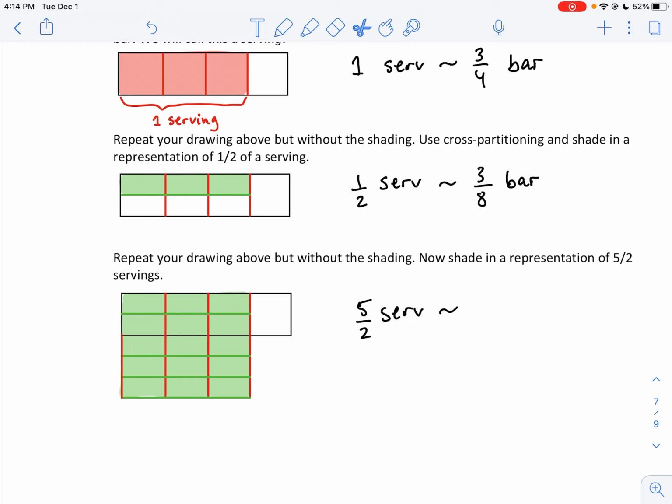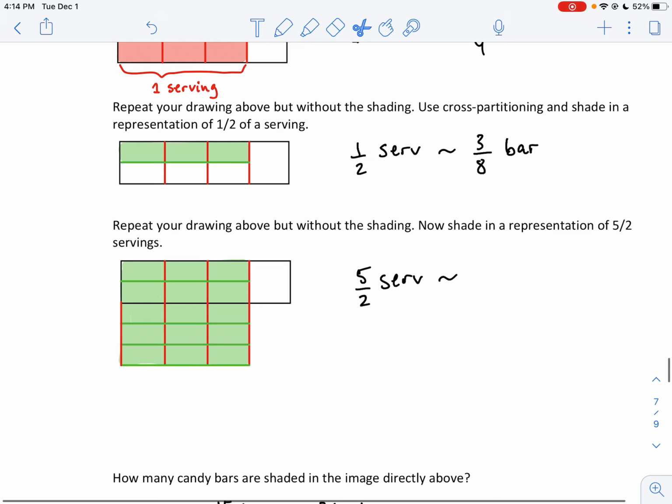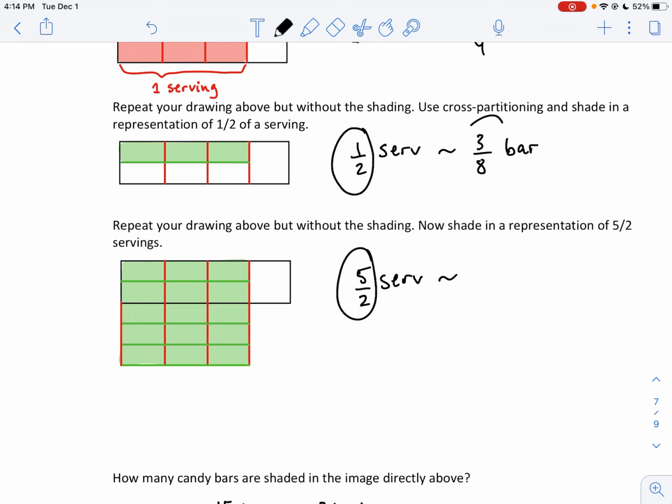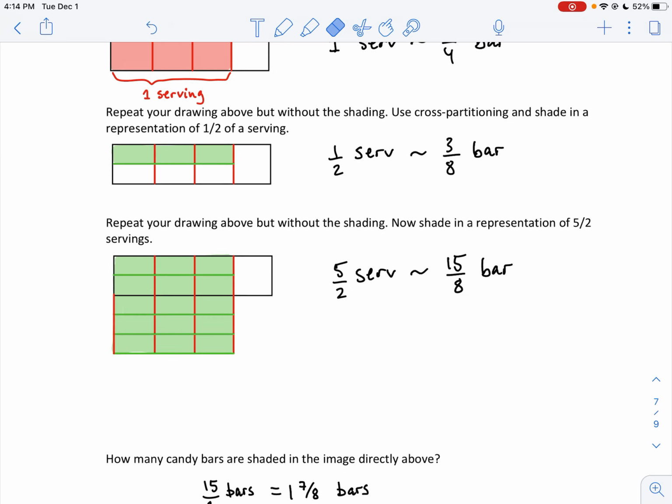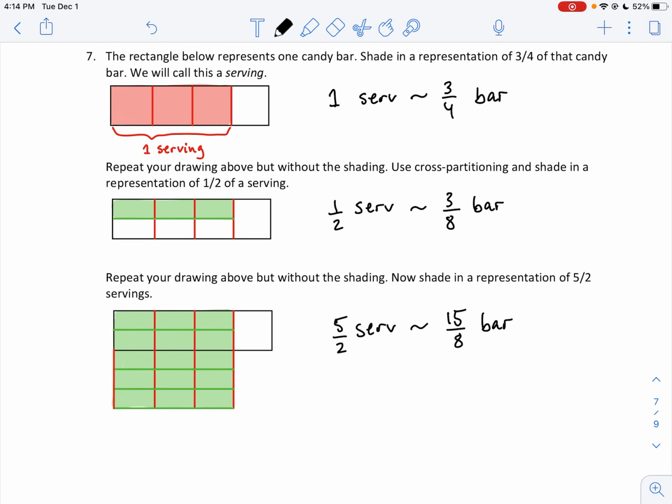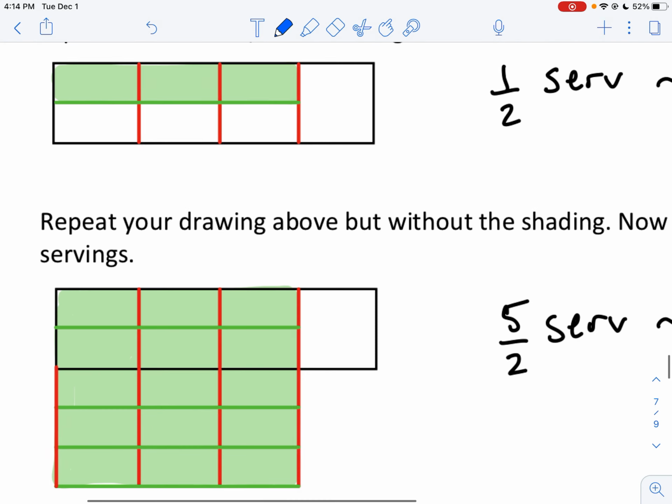And now we want to do 5 half servings. So I want to do 5 copies of it. What I did is I took one row and simply made 5 copies of that, vertically like this. So there's 5 copies of a half of a serving. Now we want to figure out how many bars this is. If you take a half of a serving and multiply it by 5, then you should take 3/8 of a bar, multiply it by 5, and you should get 15/8 bars. But let's see how this picture supports that answer.